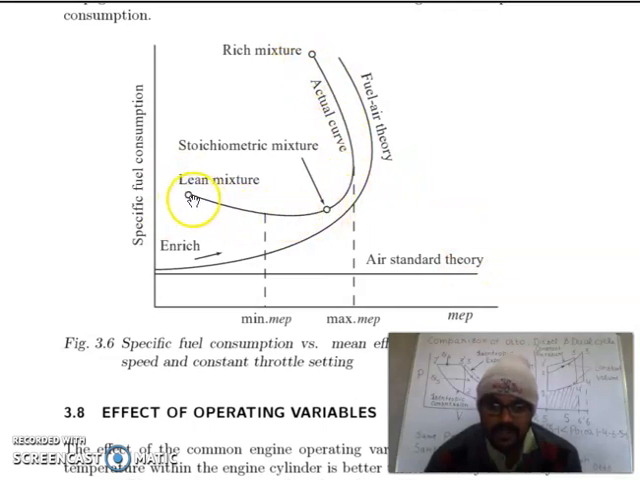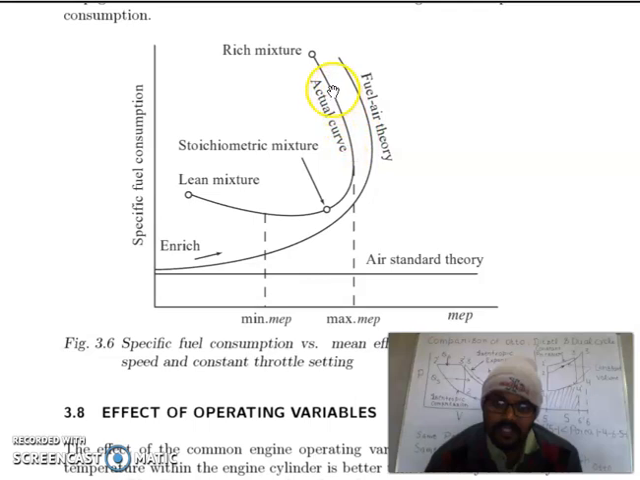You can see here the starting is a lean mixture, then your mixture will start to follow this curve, specific fuel consumption will decrease, and your mean effective pressure will increase. At this point, specific fuel consumption is minimum, and when you again increase the mixture, at this point you have the maximum mean effective pressure in the cylinder, and then this curve will go like this.